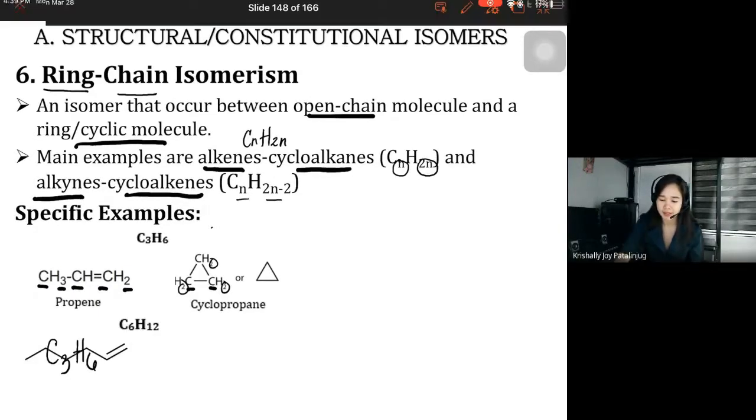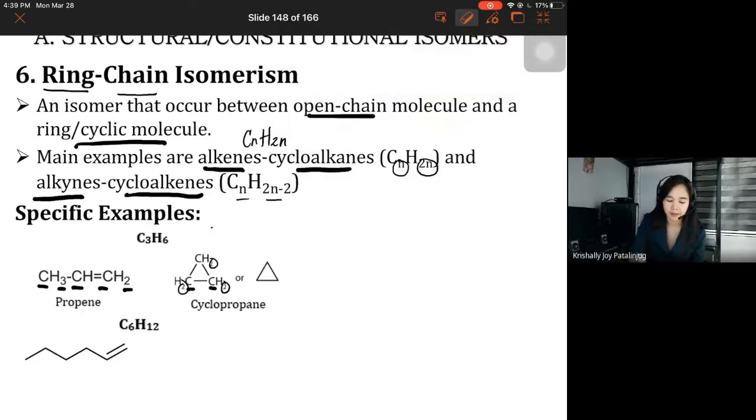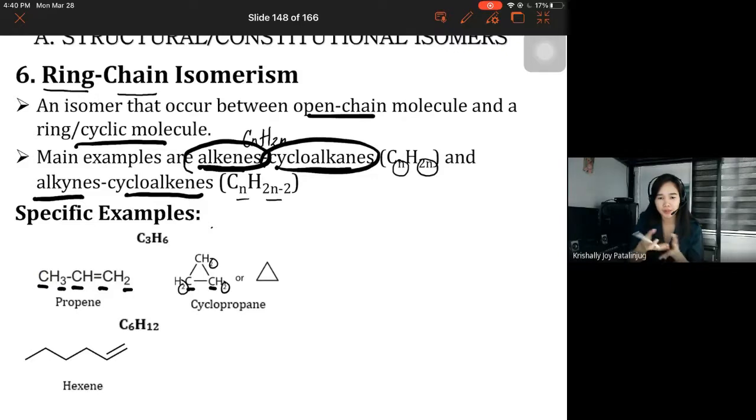Okay, let's have another example. So, we have C6H12. You could obtain hexene. So, the equivalent cycloalkane of hexene. Because the isomer of the alkene class is cycloalkane. So, you obtain its equivalent cycloalkane. So, a 6-membered ring for cycloalkane. So, cyclohexane. Okay, very good.